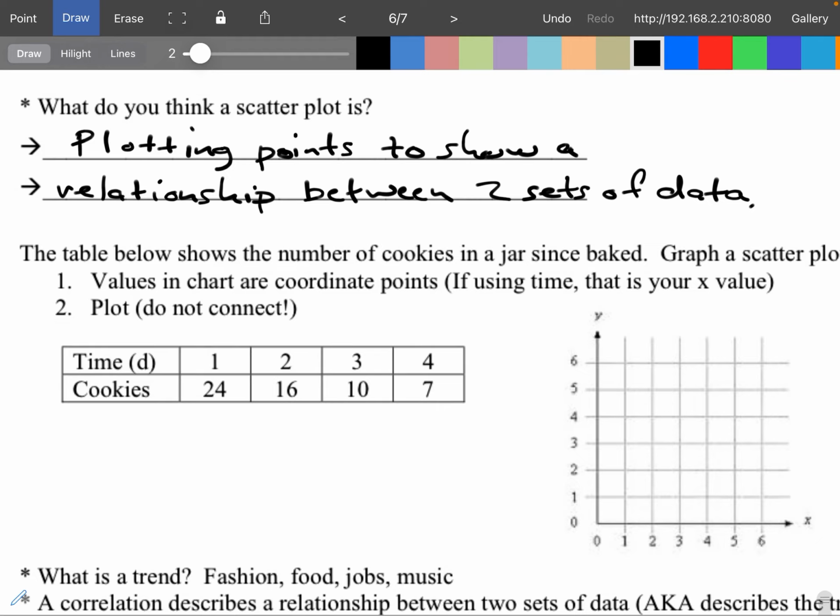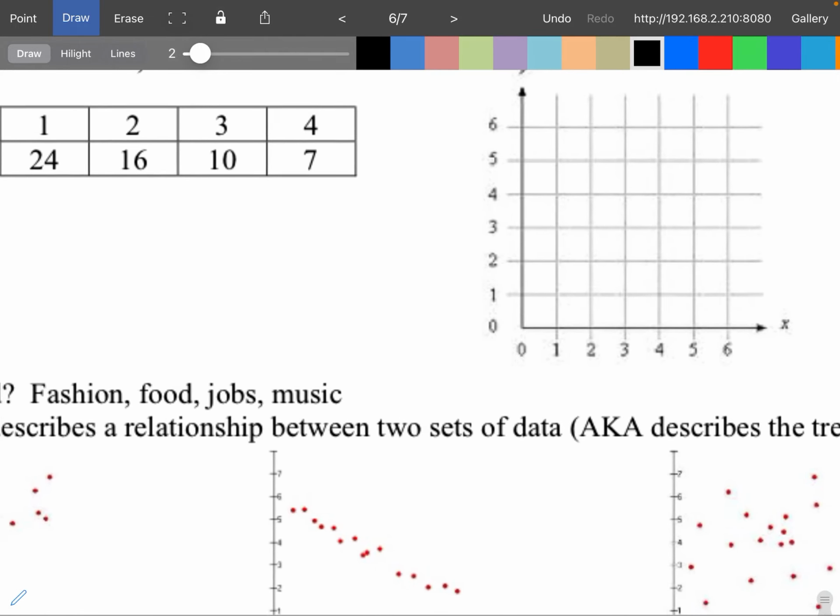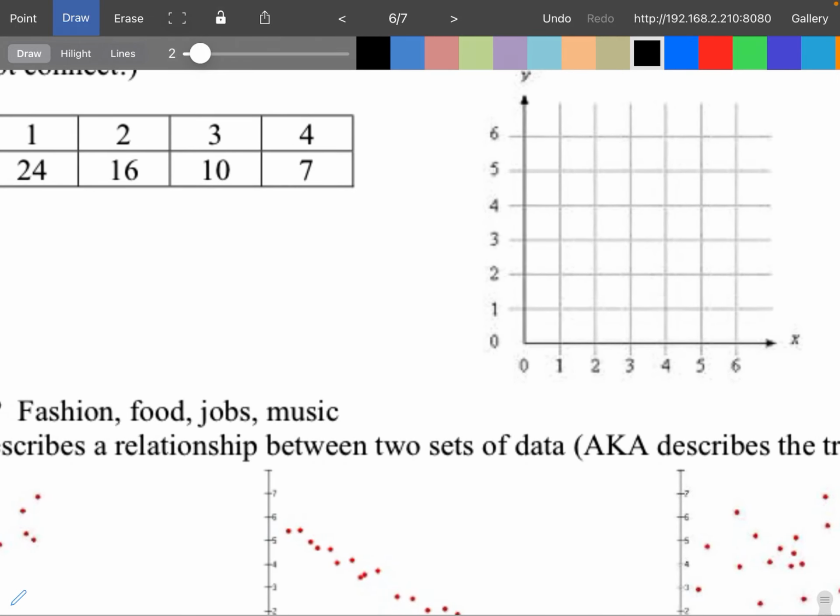It says plotting points to show a relationship between two sets of data. All right, so all we got to do on this first one right here, we just got to plot the points. That's all. Now, the only problem is, whoever made this note packet, can you see they messed up the scale on the y-axis?